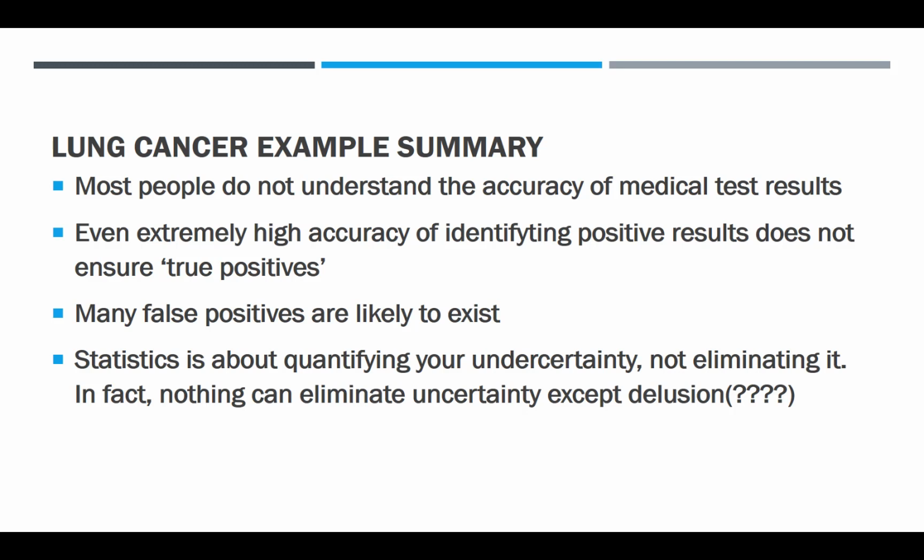So this is what I always say. Statistics is about quantifying your uncertainty, right? What the uncertainty numbers are. We don't eliminate uncertainty. We can't do that. That's impossible. And if you know much about hypothesis testing, there are different types of errors, and there's no way of eliminating those errors. In fact, nothing can eliminate uncertainty except maybe delusion.